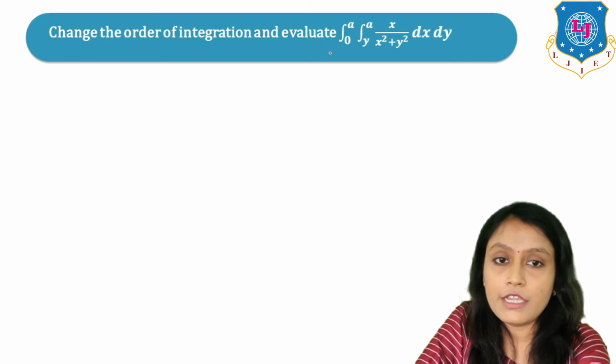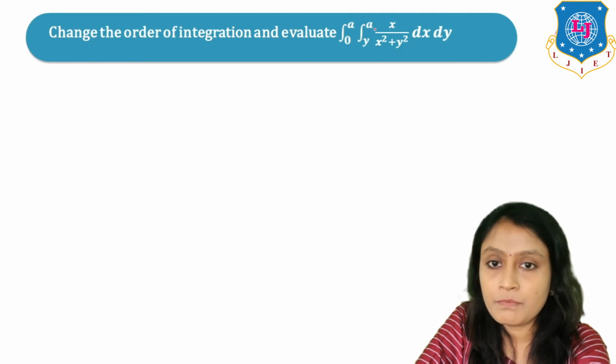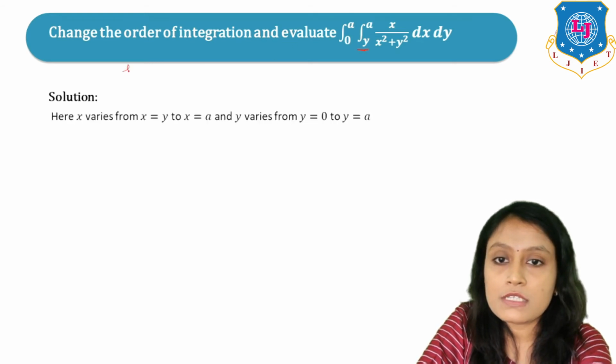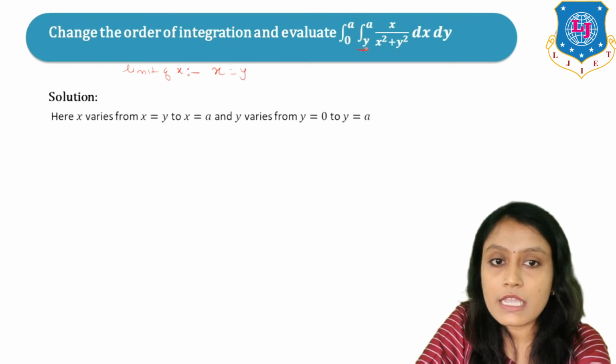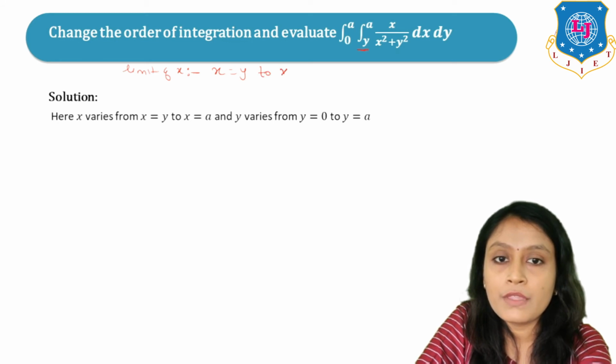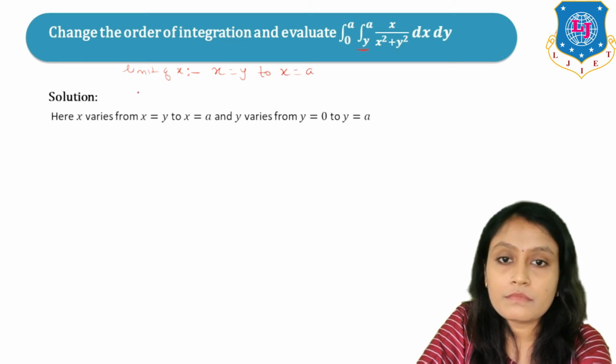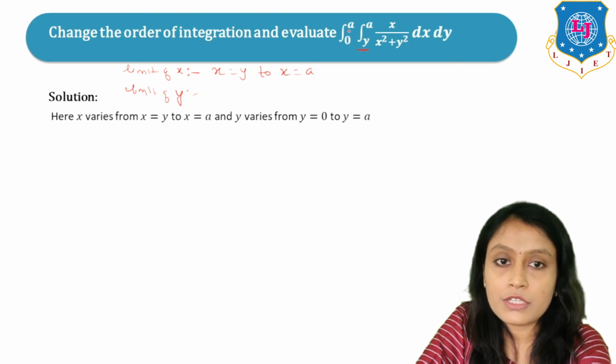Change the order of integration and evaluate integration 0 to a, y to a, x upon x square plus y square dx dy. So here y is given, right? So firstly we will write the limit of x. The limit of x is given, that is x is equal to y to x is equal to a. So next we have to write the limit of y, that is y is equal to 0 to y is equal to a.